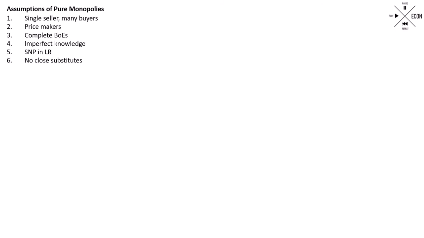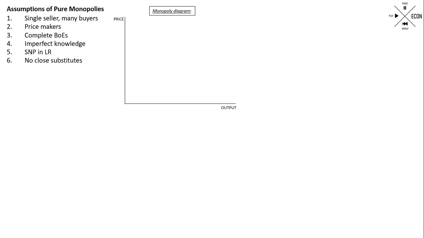Okay, so you should have got the 6, so single seller, obviously, which is a monopoly. So that's a single firm that is the industry, and there's obviously many buyers. They are price makers. They've got complete barriers to entry and exit. There's imperfect knowledge. They can make supernormal profits all the time, so the short run and the long run, and they've got no close substitutes. So you need to learn them.